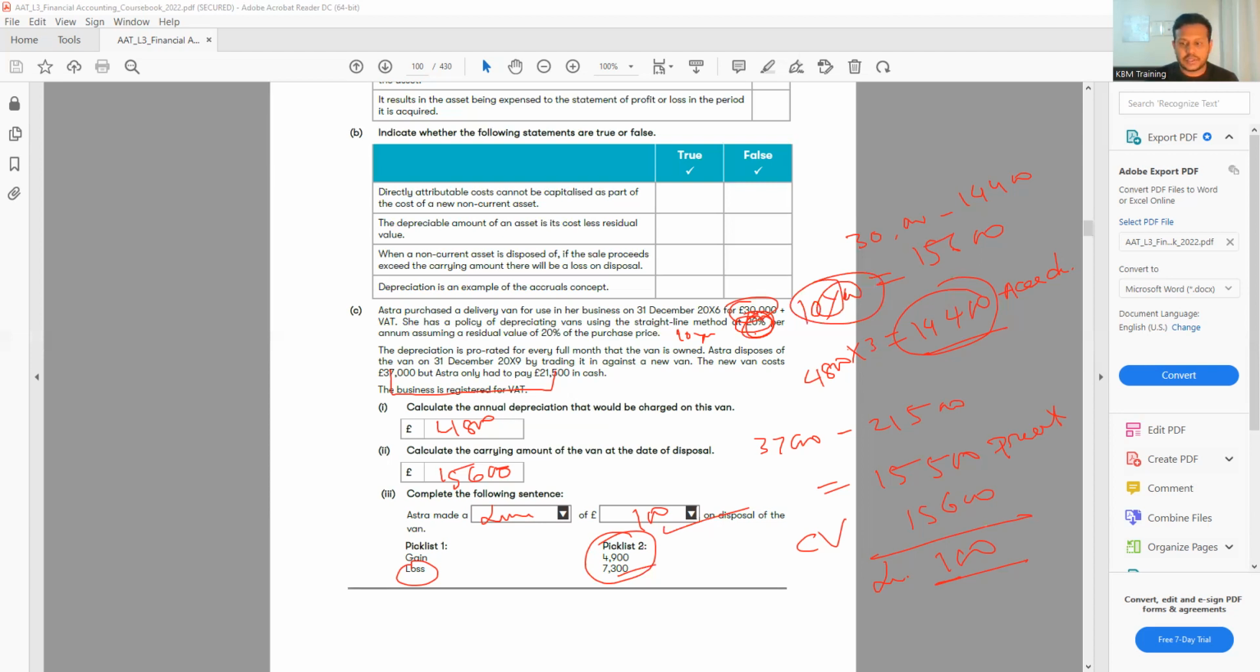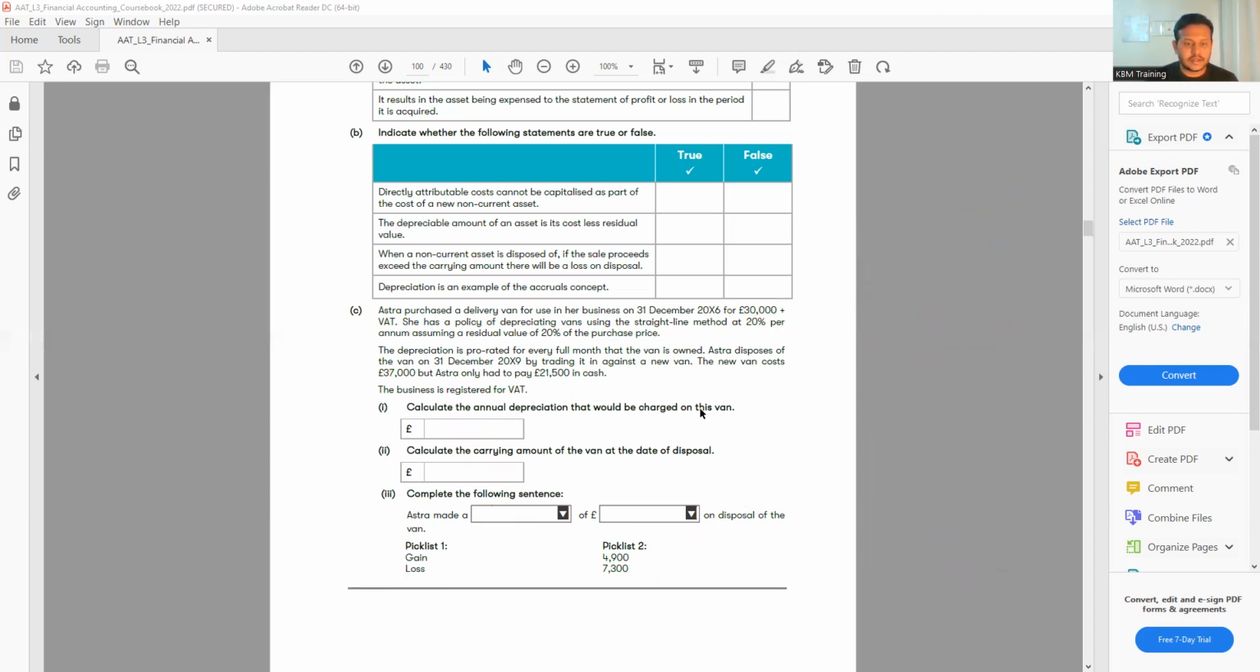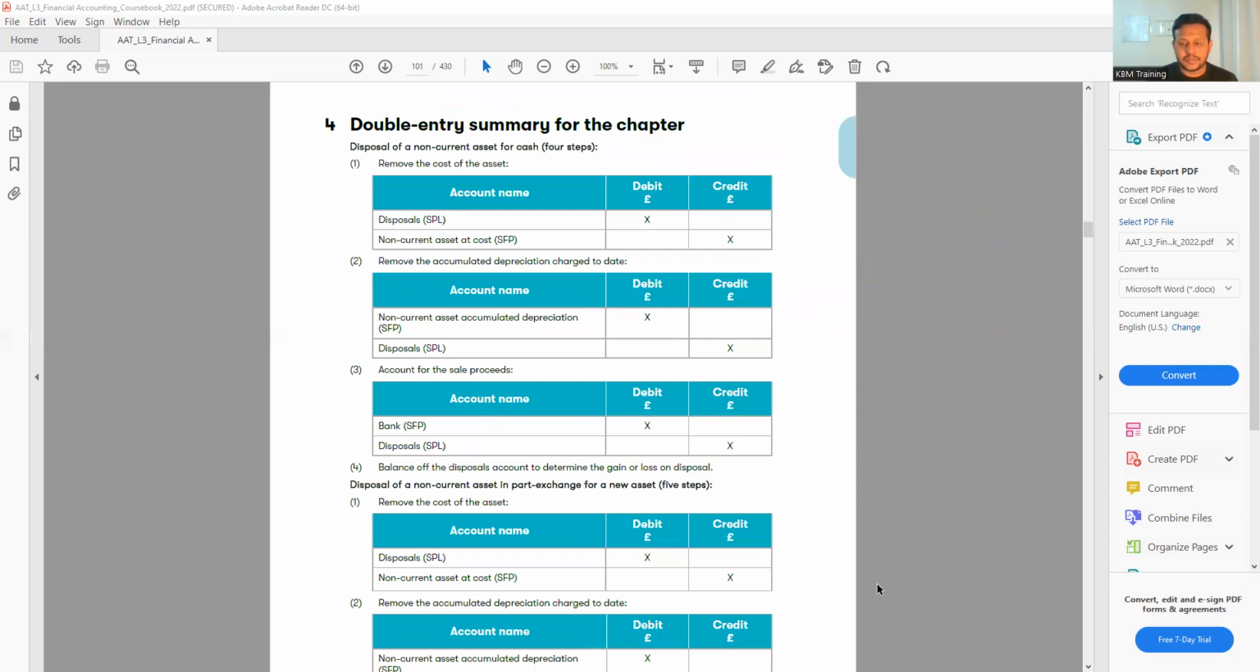So let's move to the next section. I think this is the end of our chapter. There are some double entries that we need to know, and this will be the end of our chapter number 5.